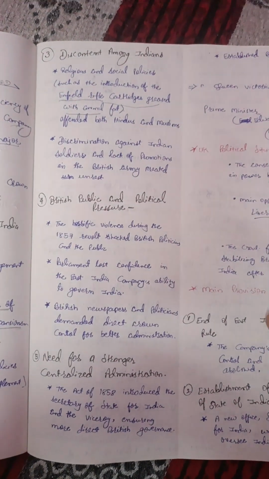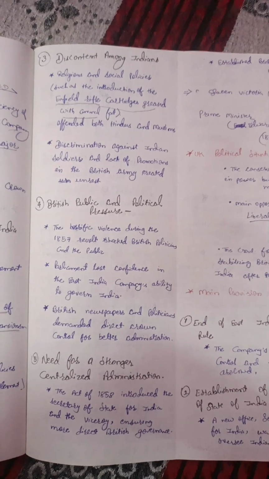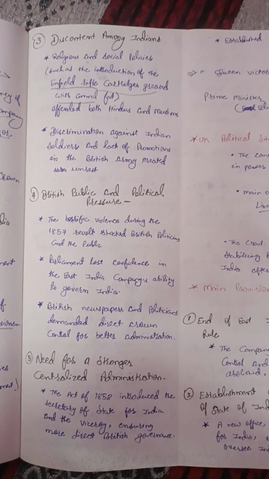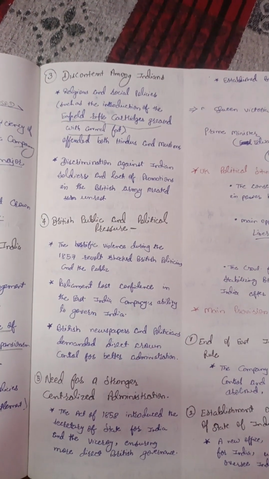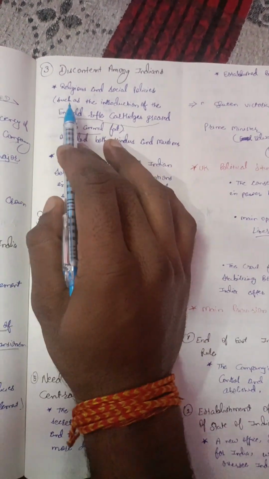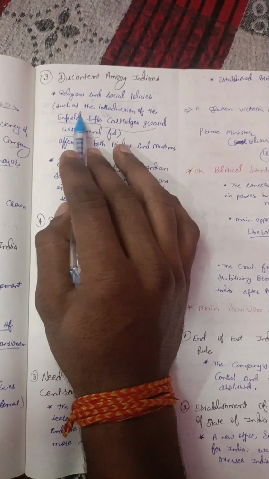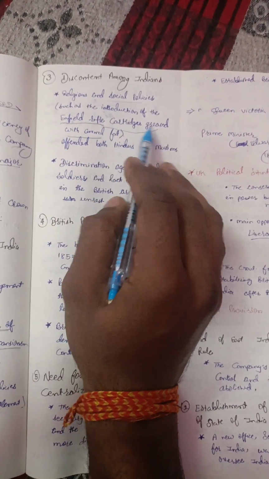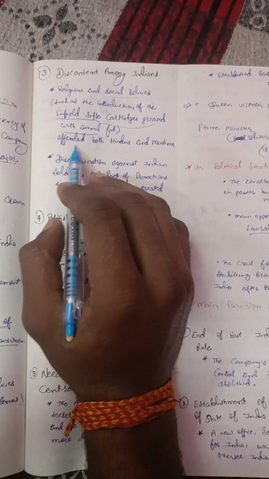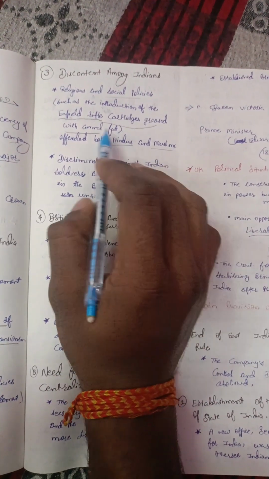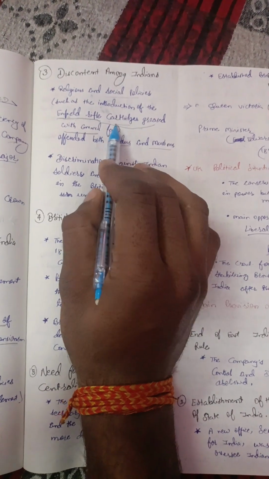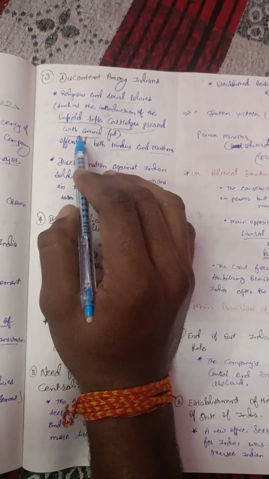The third factor responsible for the passing of the Act of 1858 is discontent among Indians. As you can see, the religious and social policies such as the introduction of the Enfield rifle cartridge greased with animal fat offended both Hindus and Muslims. You must be popularly aware of this Enfield rifle cartridge greased with animal fat.